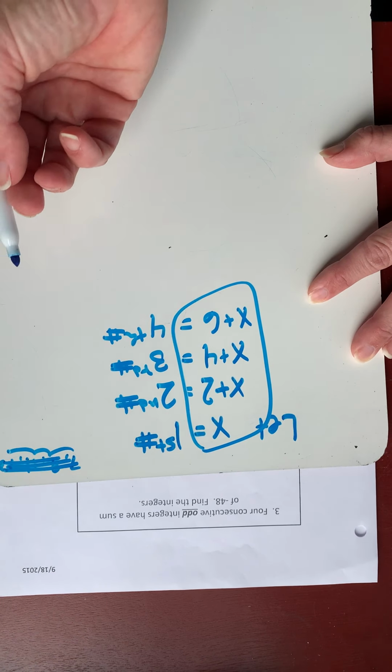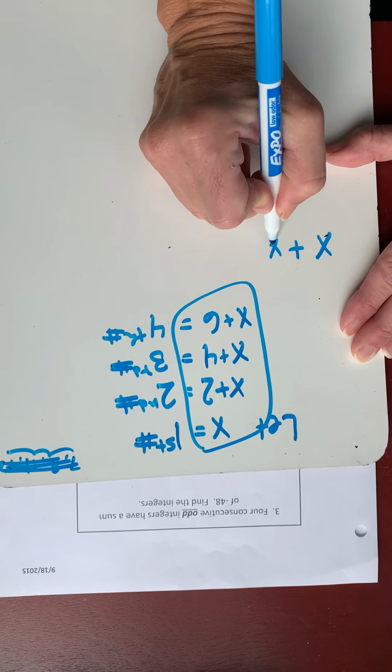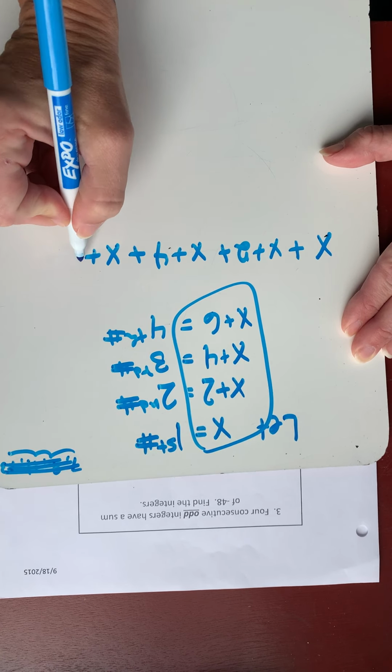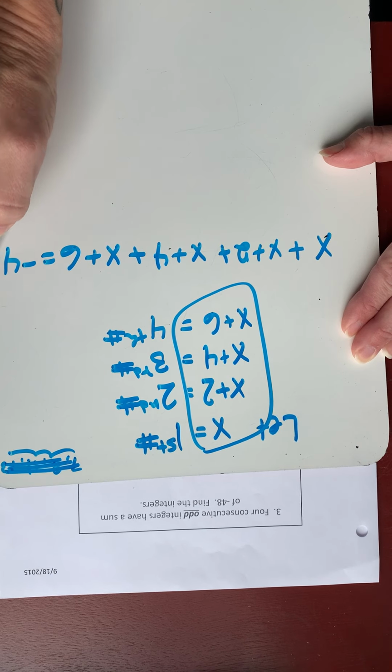Their sum is negative 48. So this one plus the next one plus the next one is negative 48.